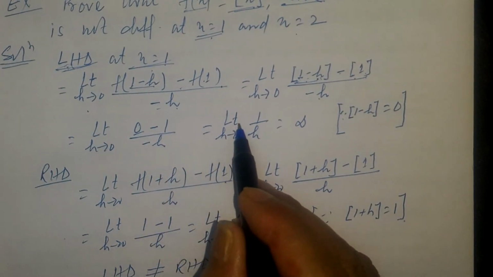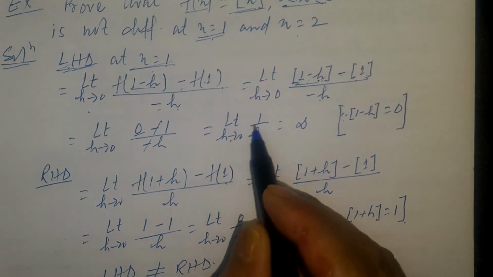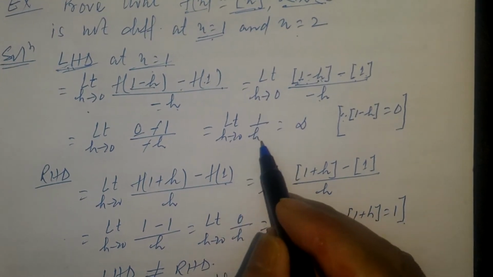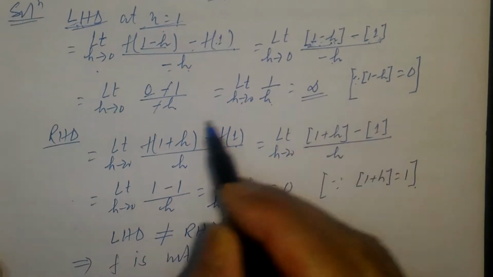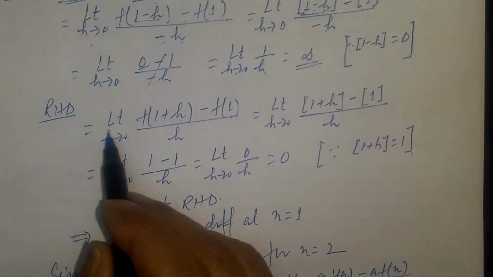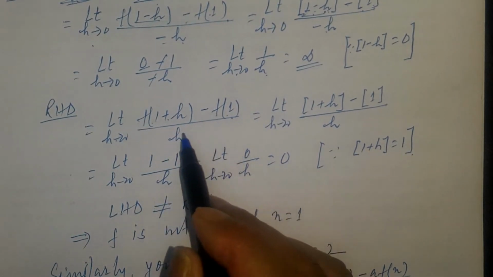So this is cancelled. We get limit h tends to 0, 1 by h. When h is very small, we get the value as infinity. Now let us check the right hand derivative. Limit h tends to 0, f of 1 plus h minus f of 1 by h.